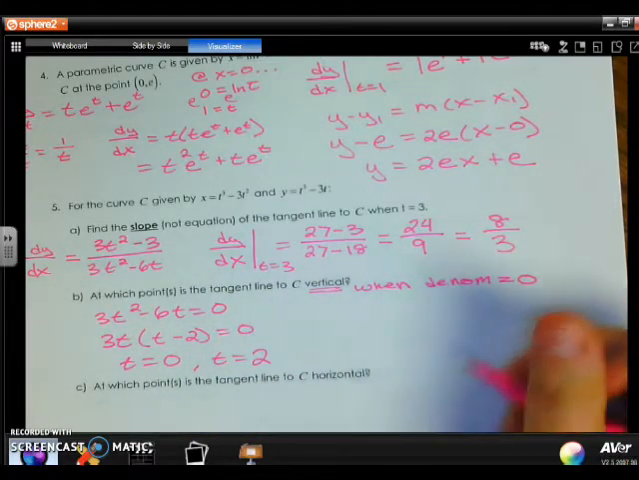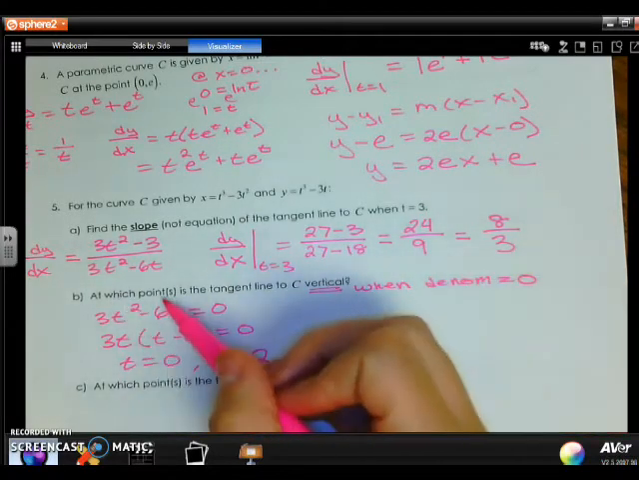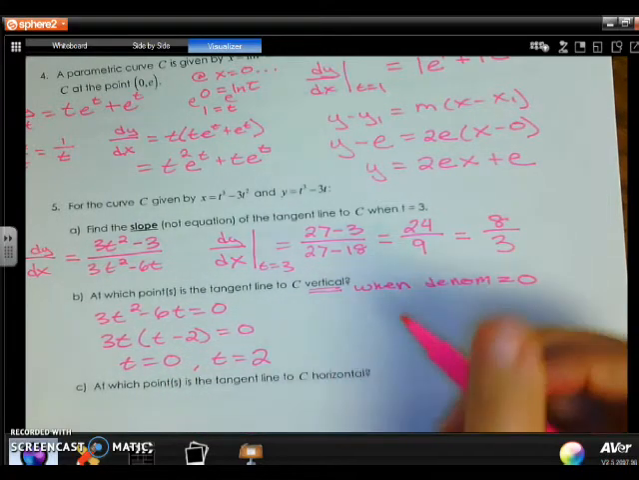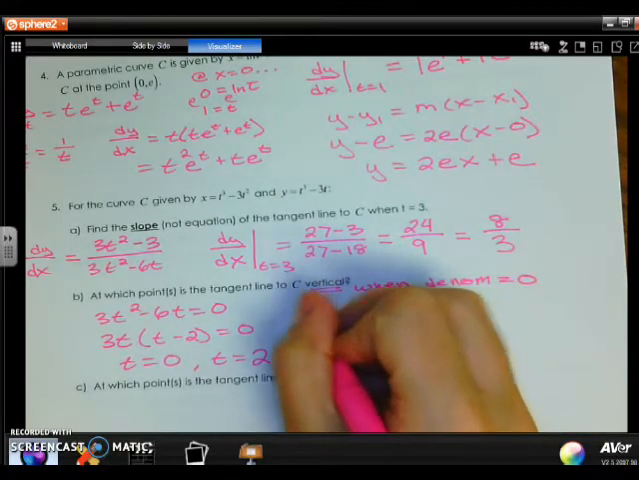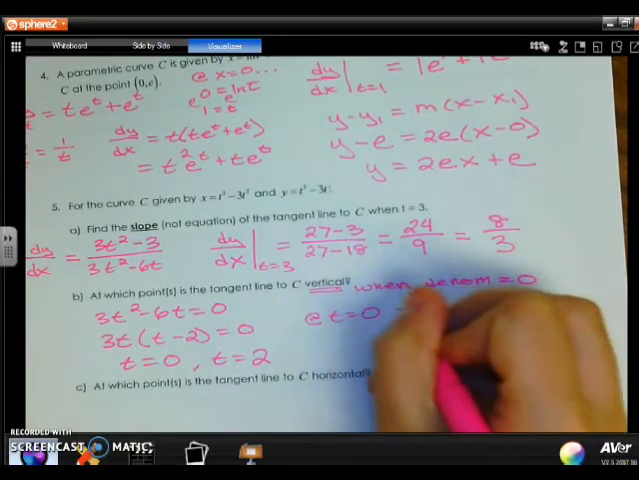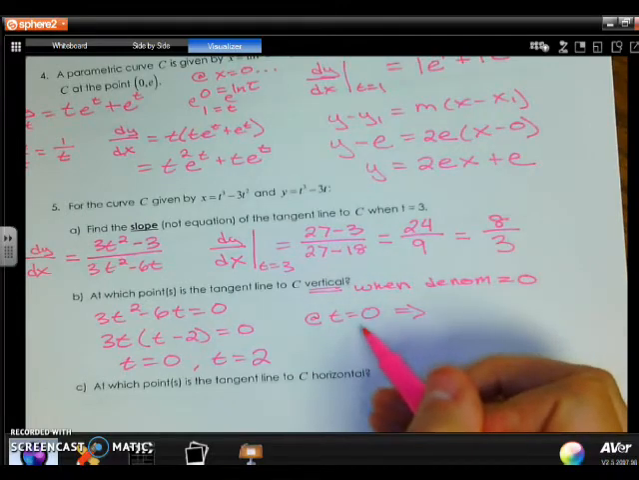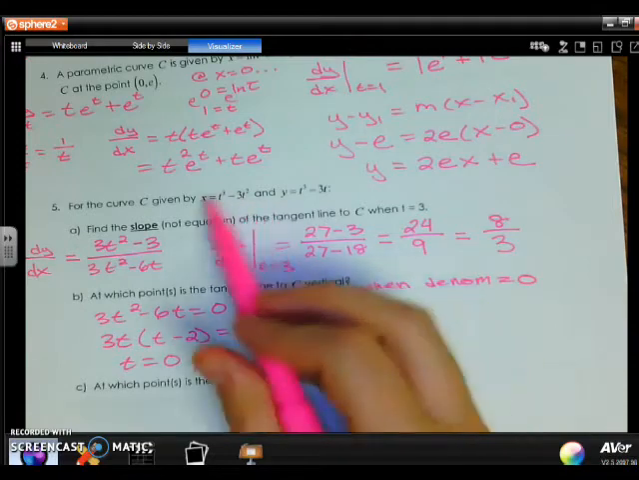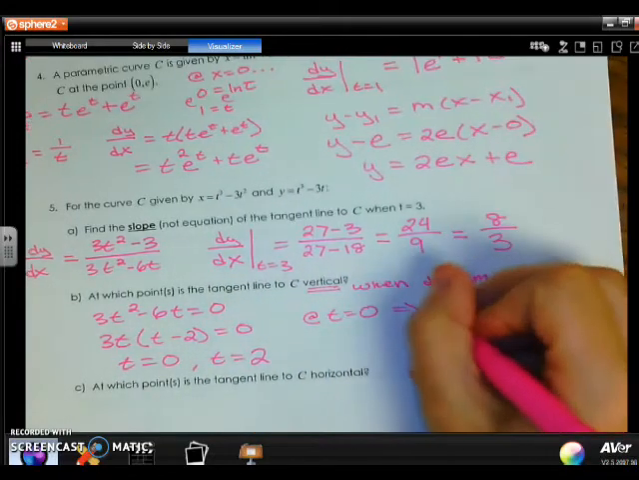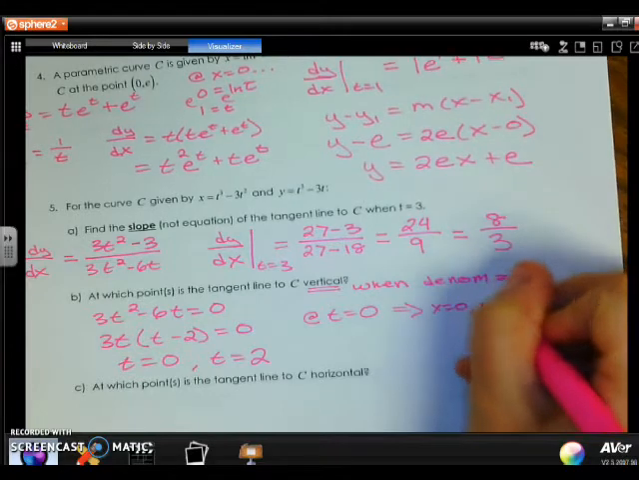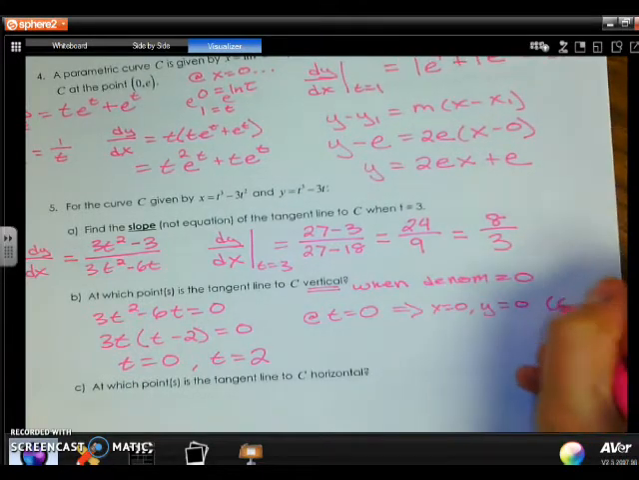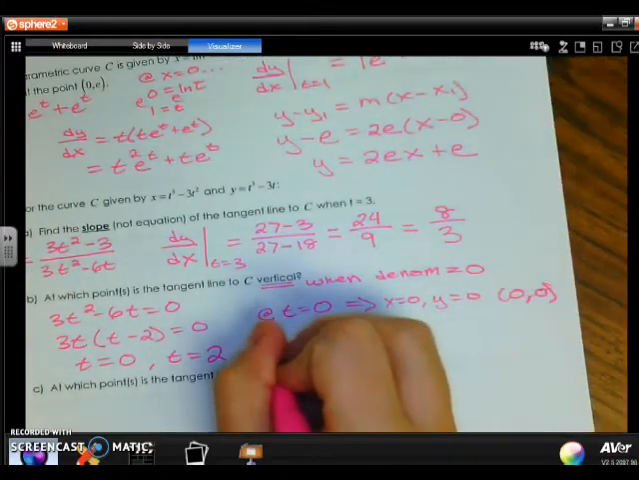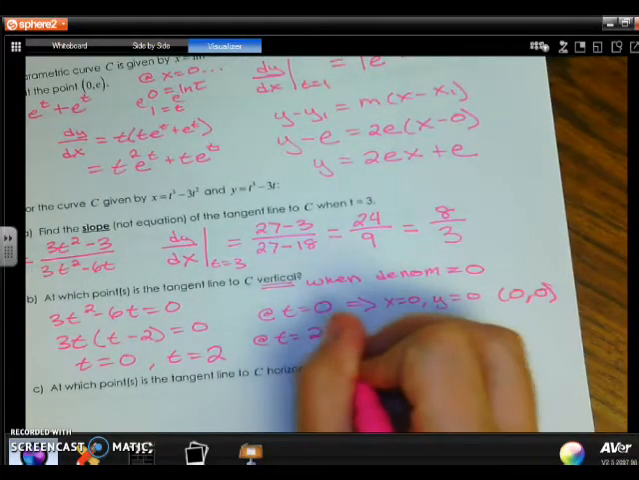Okay? So let's see, and it says which points. Notice, these are not points. Those are times. Points have an x and a y value. So then you need to take a second and say, at t equals 0, you need to plug it in to get your x and your y. Well, when t equals 0, that's 0, and that's 0. So x equals 0, y equals 0, so your point is (0, 0). That one's easy.